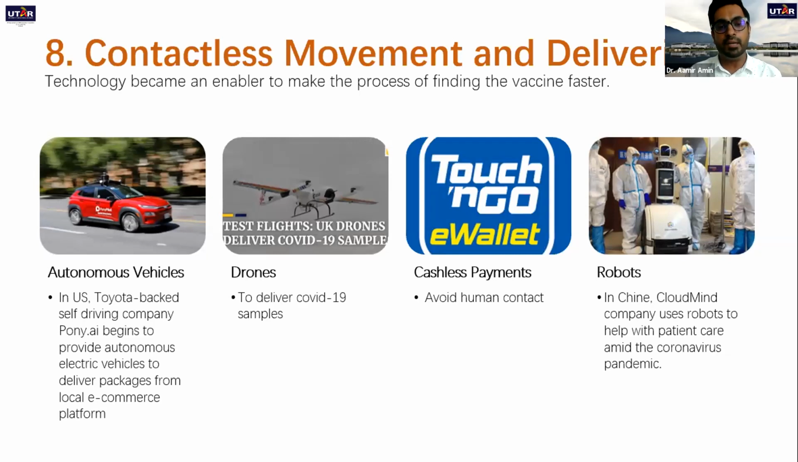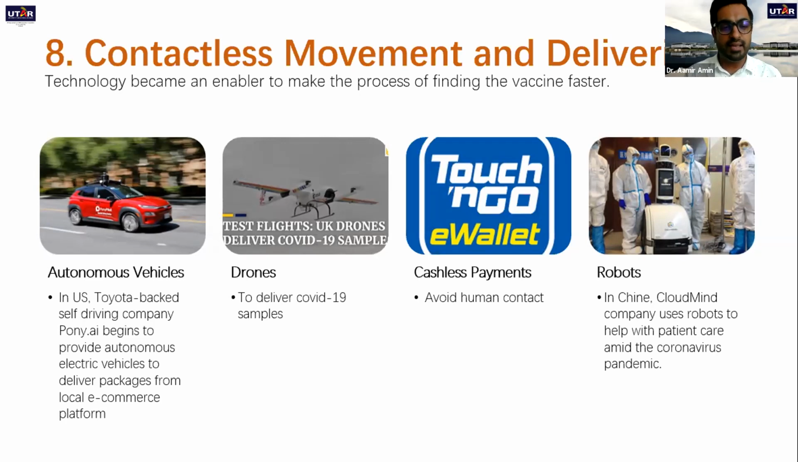Last is the contactless movement and deliveries. Technology became an enabler to make the process of finding the vaccine faster again, and then it enabled people to move freely without any contact with other people. For example, autonomous vehicles. In the US, Toyota-backed self-driving company Pony.ai began to provide autonomous electric vehicles to deliver packages from local e-commerce platforms. So there is no person driving that car.